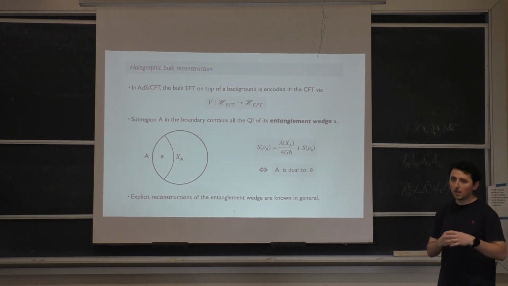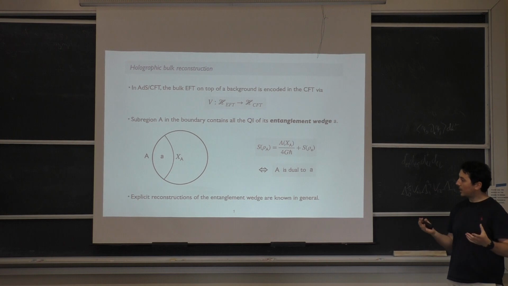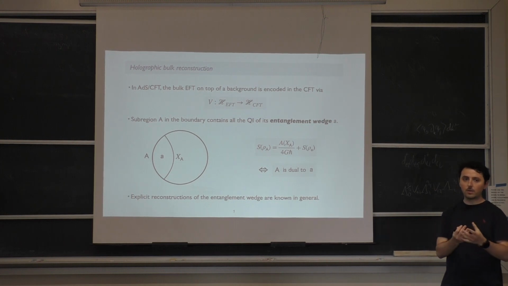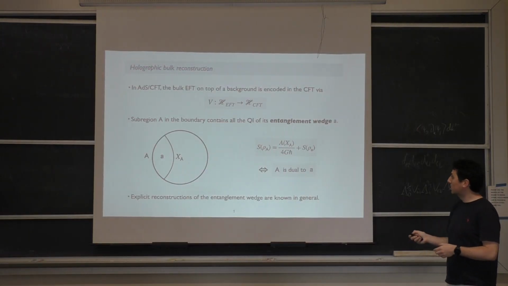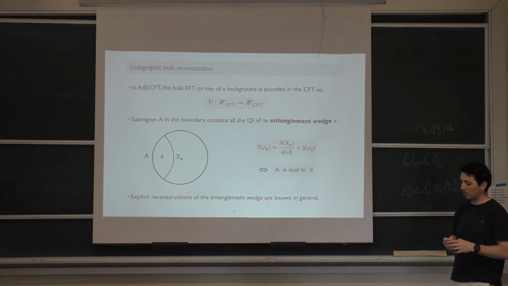So let me start with the very basics of this topic, even though probably most of you know about this. In HEP-QIS, we are interested in understanding the map between the gravitational bulk effective theory on top of some given background and the microscopic theory which lives on the asymptotic boundary of AdS space. This map is abstractly denoted by V, and it's simply some linear map which takes the information in the bulk and maps it to the microscopic Hilbert space.